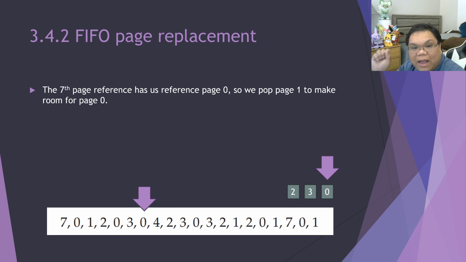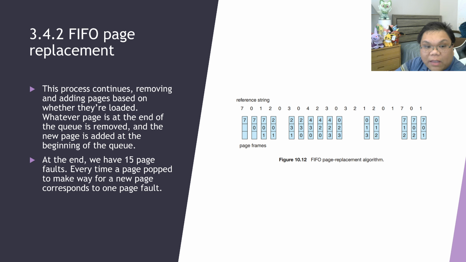For the 7th page, we are referencing page 0. We pop 1 from the end and push 0 at the beginning. We continue this process of pushing new pages and popping old pages. So at the end, we have 15 page faults. Every time a page was popped to make way for a new page, that is a page fault. So we have 15 page faults.